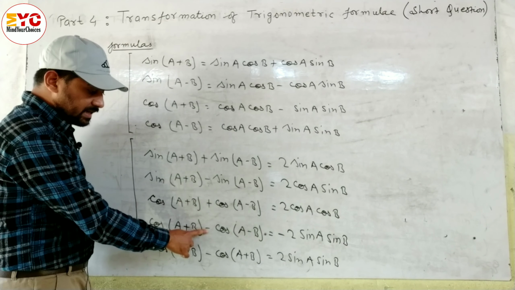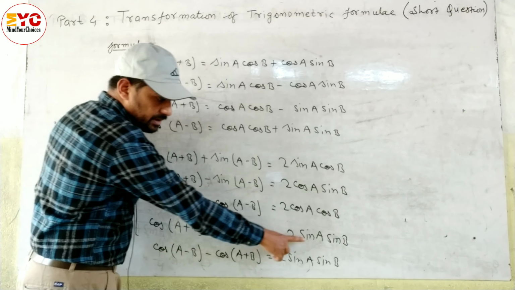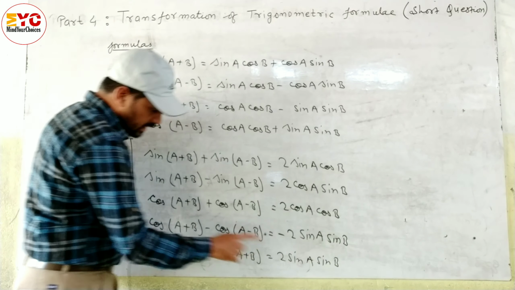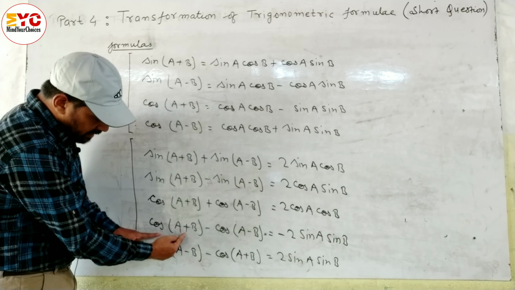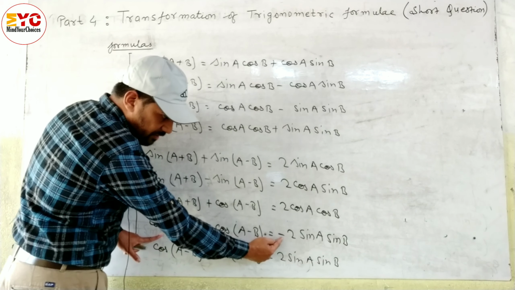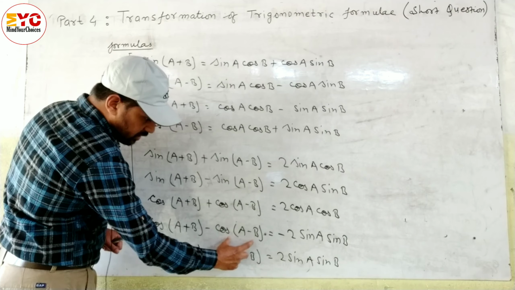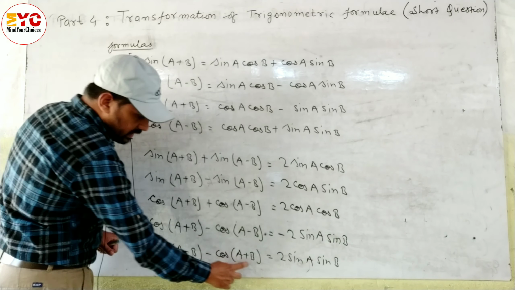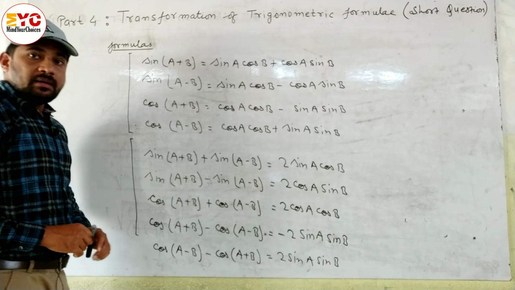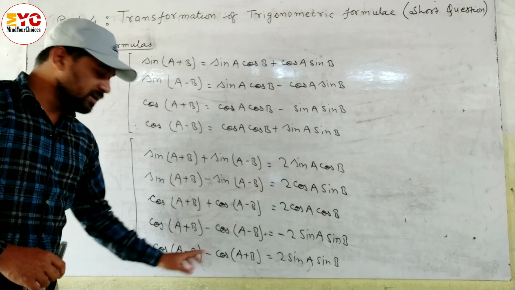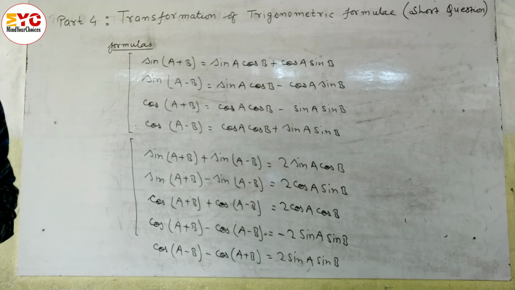But if minus there, then what do we have to write? Sine A sine B. But here is minus. Now one thing you have to look at: cos A plus B minus cos A minus B, then you have to write minus. But if cos A minus B is in front and this one at the back, then there is no need to write minus, just minus taking common. Hope you understand this. Now look at the next formula.